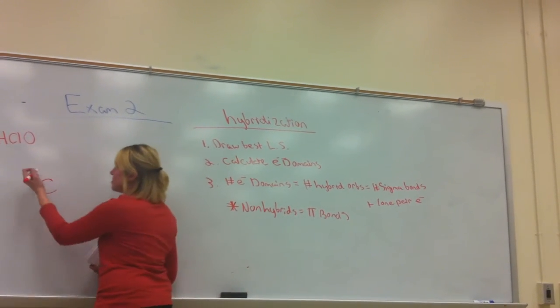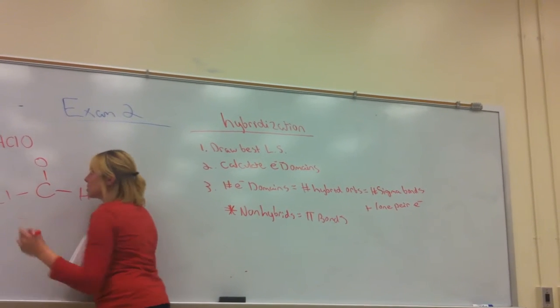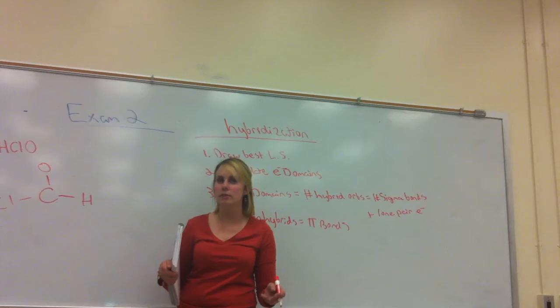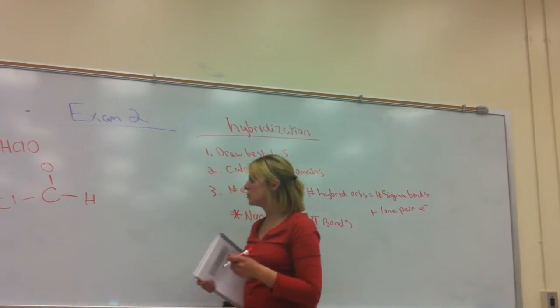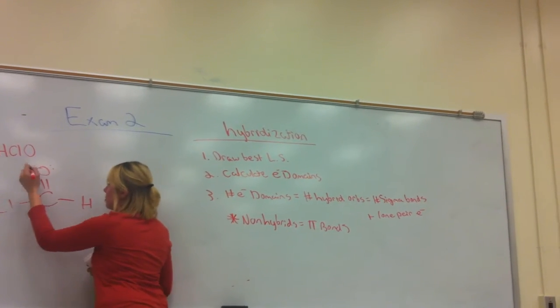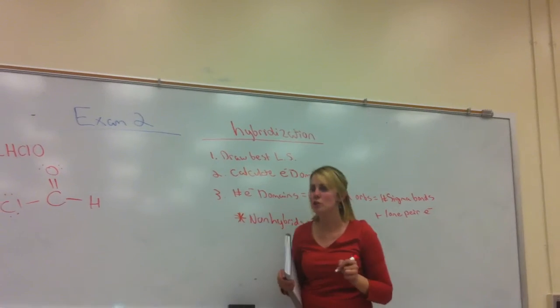Then I just connect the atoms. I've got an oxygen, a hydrogen, and a chlorine. Can chlorine ever go in the center? No, right? Halogens can't go in the center. Can hydrogen? No. Hydrogen and halogens cannot go in the center. All right, have to draw the best Lewis structure. You guys can check this at home. Once you draw it out, you see that this is the best Lewis structure.